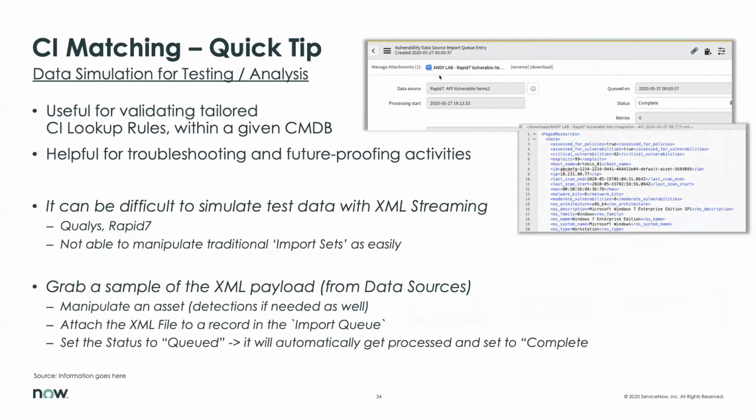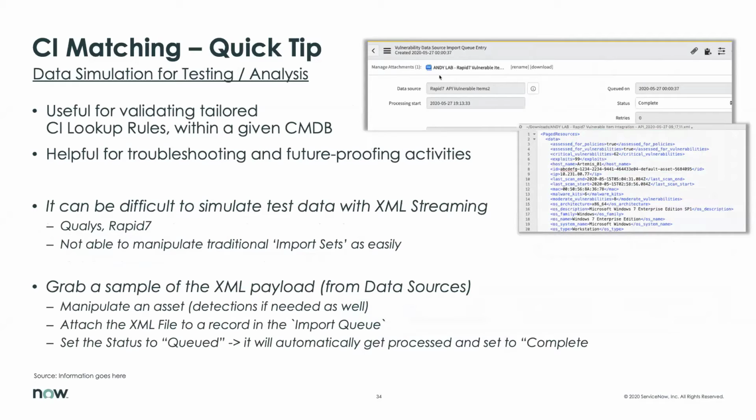And this one, for folks using Qualys or Rapid7, you may see that we don't have the traditional transfer maps and import sets. And it's a little bit hard to simulate data when you're making changes to your CI lookup rules or you're testing a new scenario. For some of the folks using Tenable, you still have that luxury. You can just play with the import sets and simulate your data quickly.